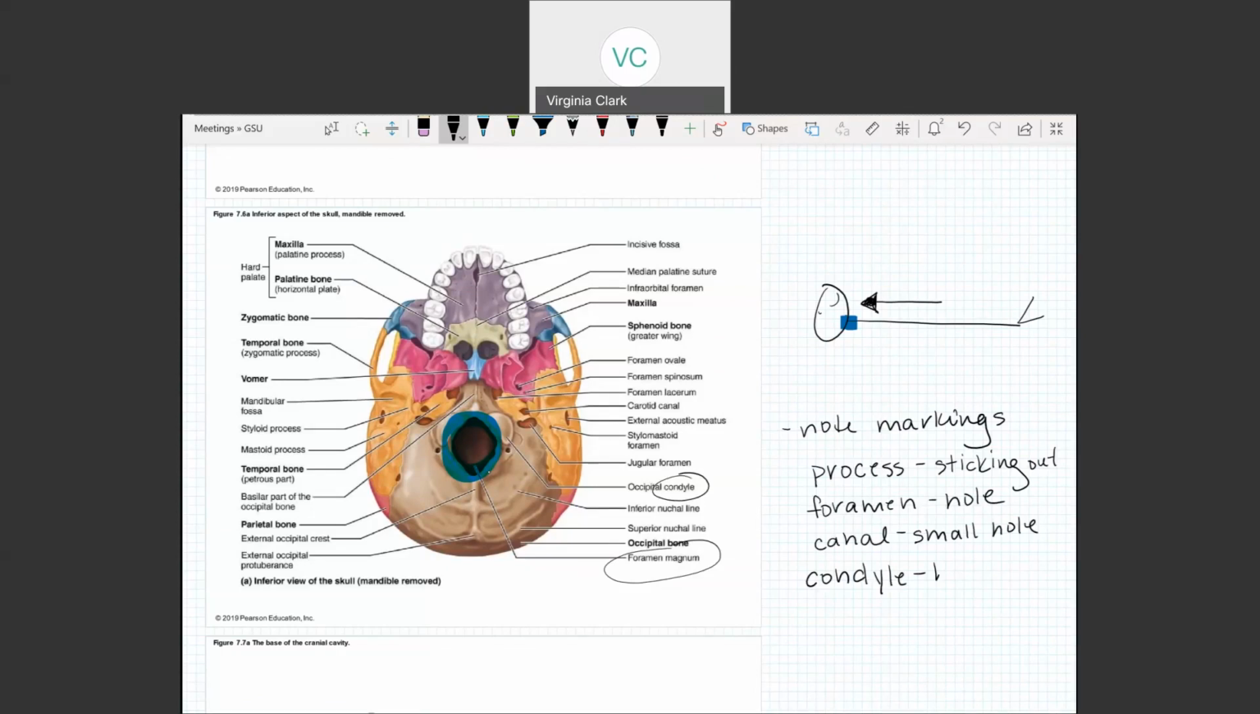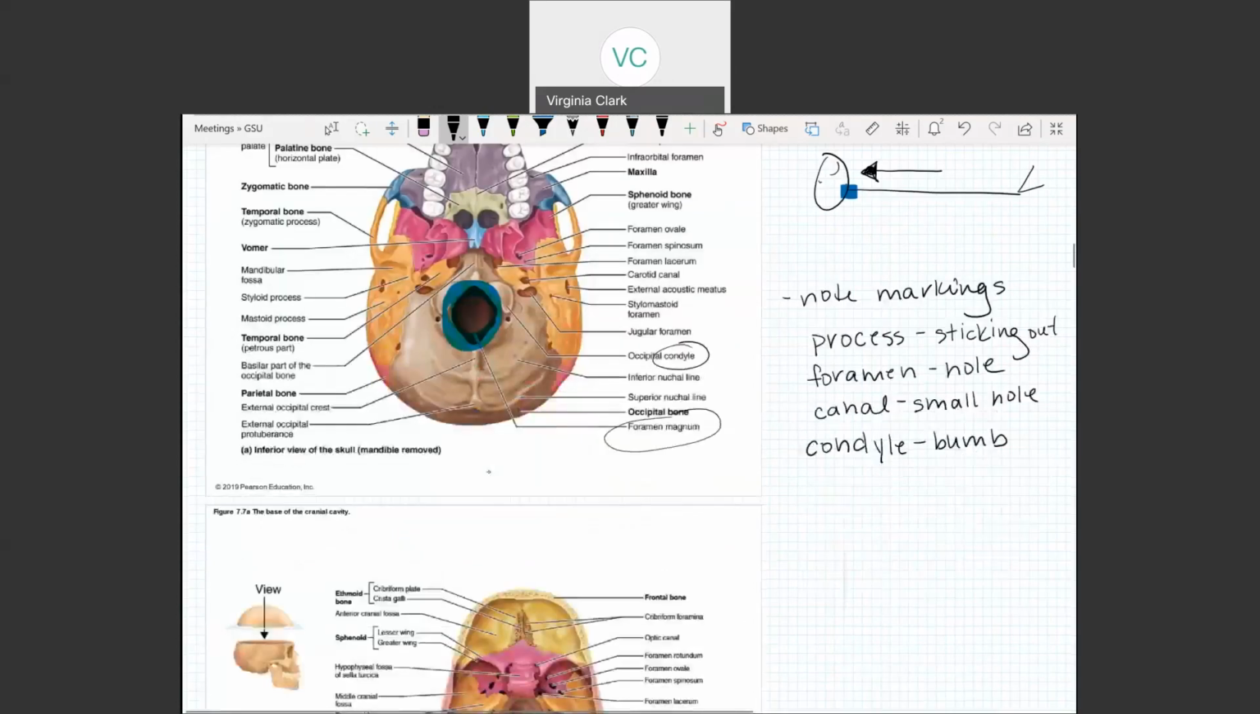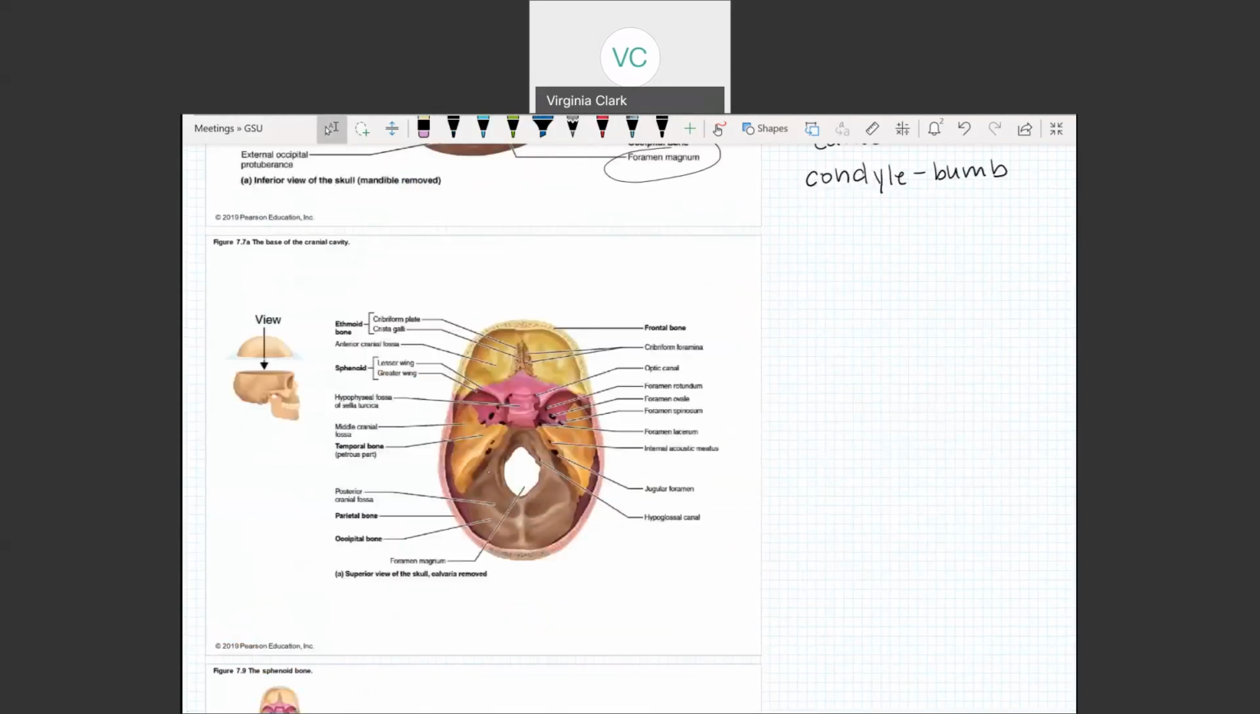So as you're looking at these, some things are going to be named based on the actual structure: a process, a foramen, a canal, a condyle. That essentially is just going to mean these things. So the name is actually going to be in the description, and the location could be in the name of the actual bone itself.